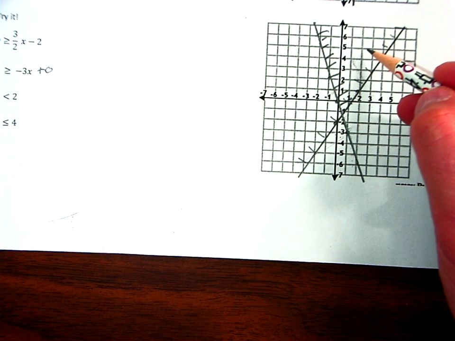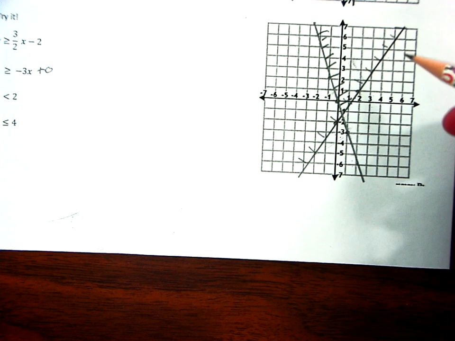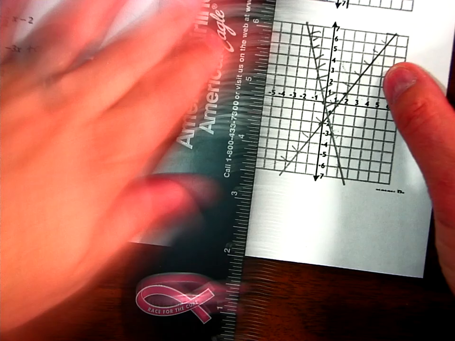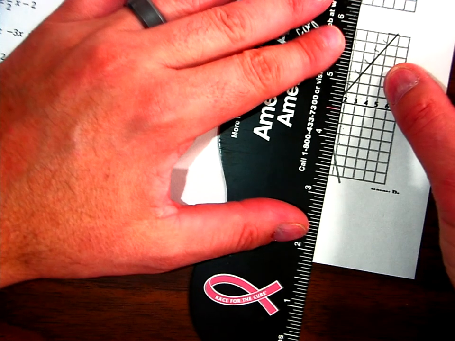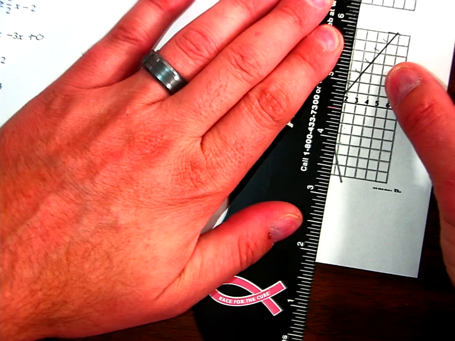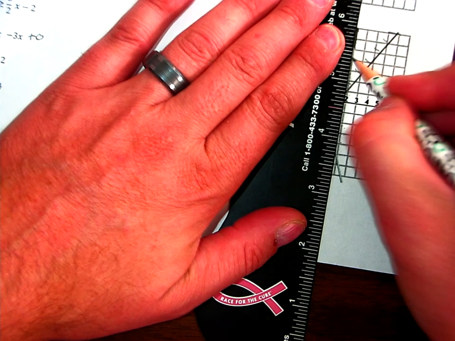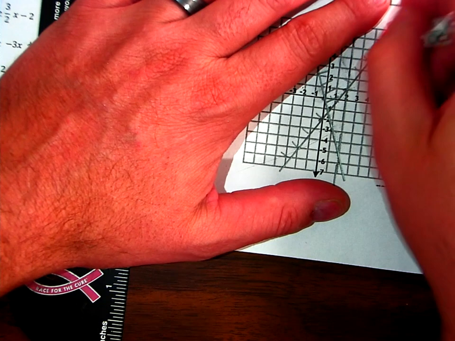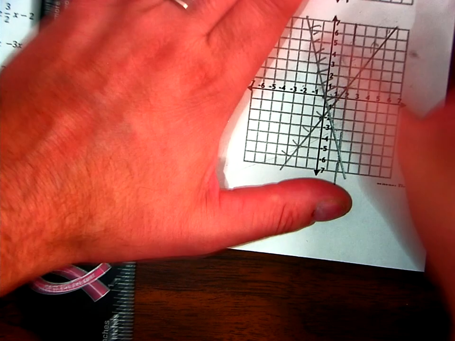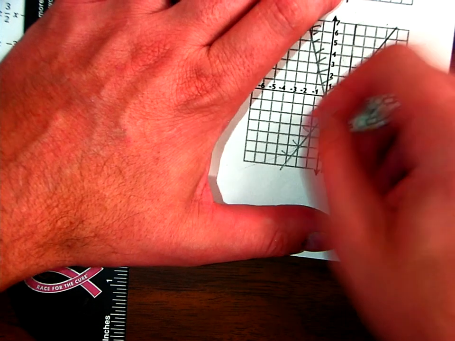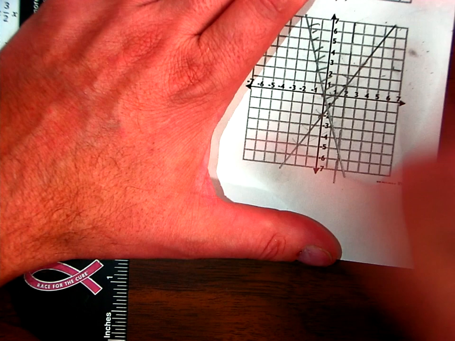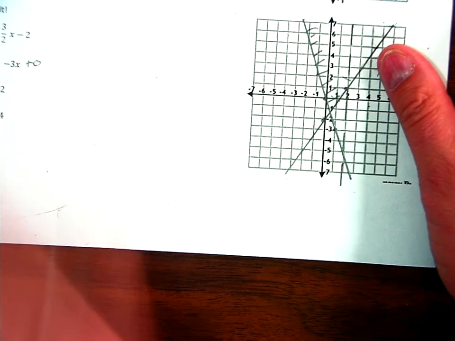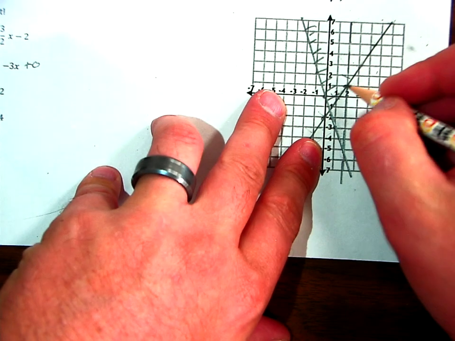X is less than 2, so I'm going to go on the x-axis and draw a dashed line at 2. And it says it has to be less than that, so it cannot be this part right here. So I'm just going to get rid of these lines to try and neaten mine up a little bit. I know it can't be down here. And let's see, it's less than, so it's going to be going this way.